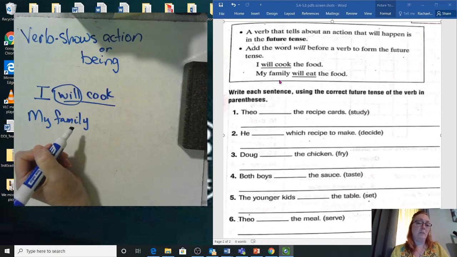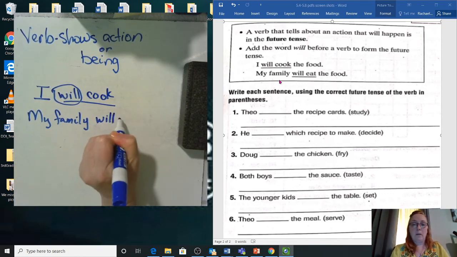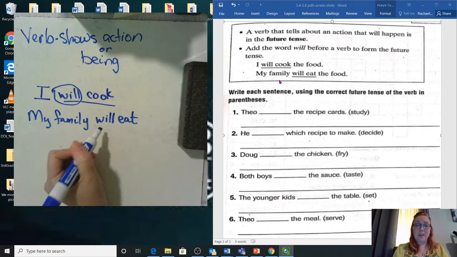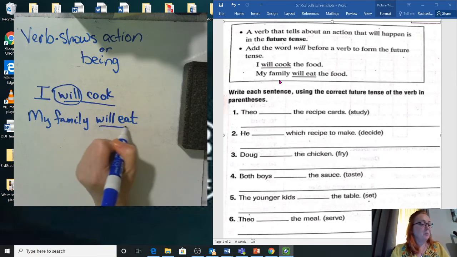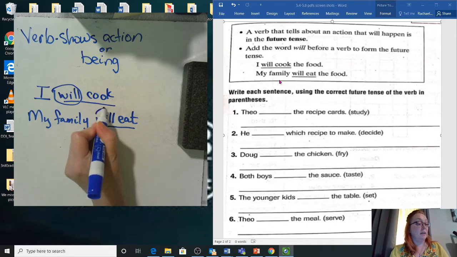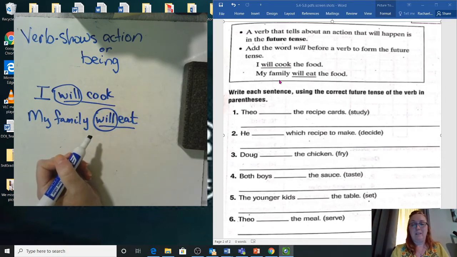What are they going to do? Our verb is underlined for us. Will eat. If you guys remember, we actually said this was one of our helper verbs. We're going to get into more of that next time, okay? So, will eat. Our big hint, our big clue for future is will, and that's going to be future tense.